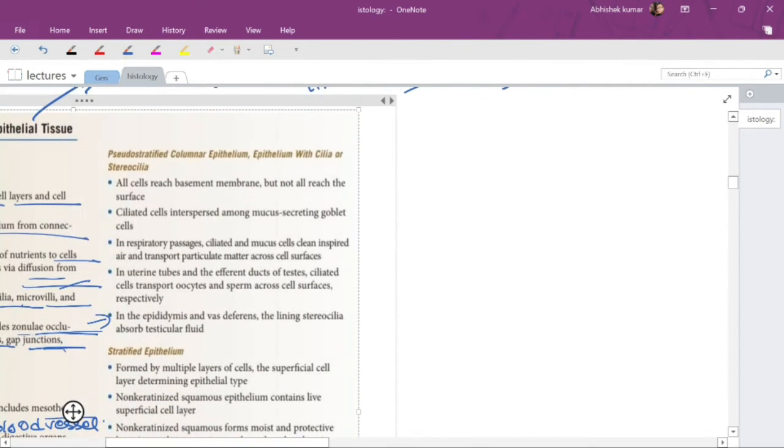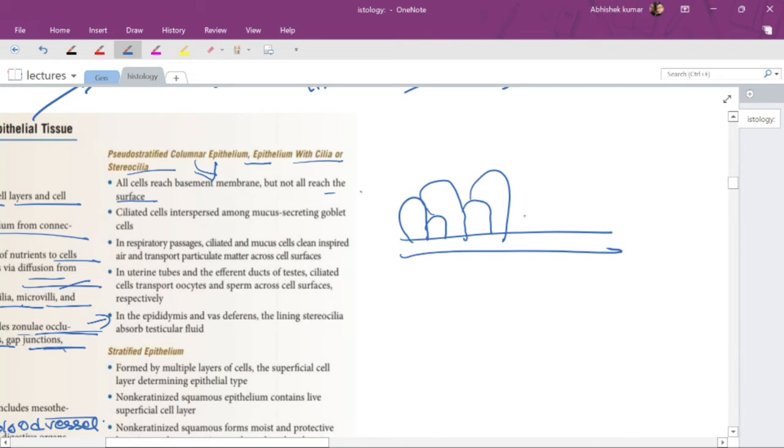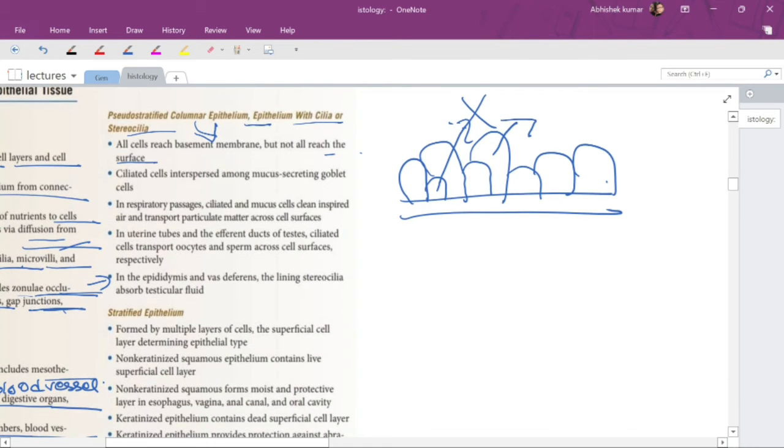Now, pseudostratified columnar epithelium, or epithelium with cilia or stereocilia. So all cells reach the basement membrane, but not all reach the surface. This is for the pseudostratified columnar actually. So mainly what happens is, this is the basement membrane, and your structure will be like this. You can see that this cell reaches the top, but this cell hasn't reached the top. So this type of epithelium is called pseudostratified columnar epithelium.